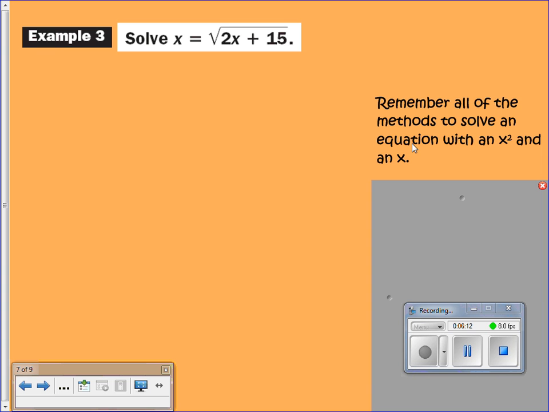Okay, on example 3, here's where things get a little interesting, because I have a radical over here, but I also have an x over there. The only way to get rid of this radical is to square this. And I'm left with 2x plus 15. But if you square that side, you have to square this side.